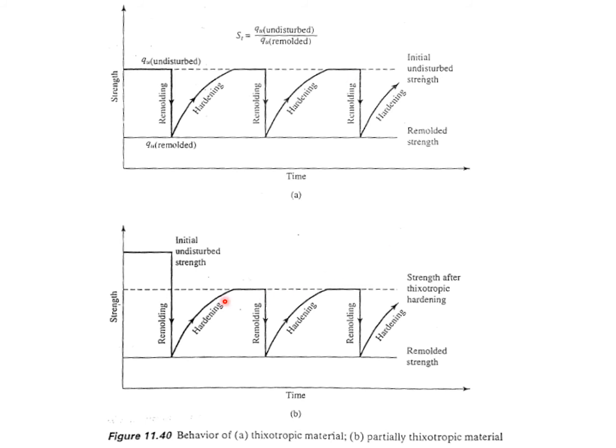But here the scenario is different. In this particular case, you can see that this was the initial undisturbed strength of that clay, but because of remoulding, the strength has dropped to this. But then you can see that this soil is not in a position to get the original strength. Hardening is there, the soil is gaining strength but not getting its initial strength. So this diagram portrays the case of partially thixotropic soils or material.